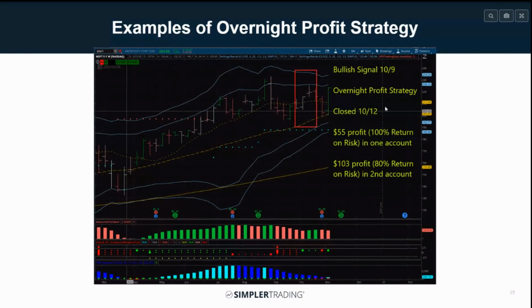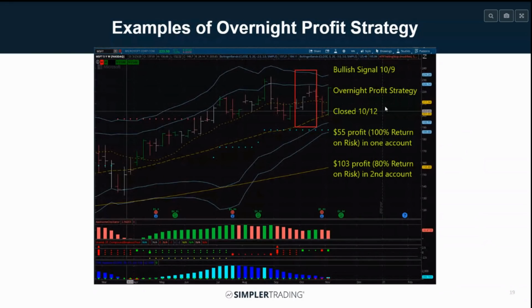And so I actually opened 2 different trades in 2 different accounts. One was a smaller account, one was slightly larger. And so in the smaller account, I took a $55 profit. It was a 100% return on my risk. And in the second account, I took a $103 profit. It was an 80% return on my risk.